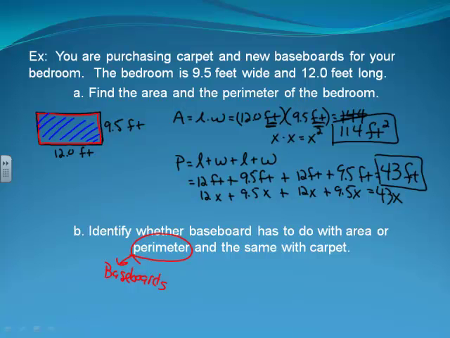So unlike just the outer edge of the rectangle, carpet has to do with the entire area that that particular object covers. And so carpet has to do with area, not perimeter. If you go in and order carpet, you'll tell them either how many square feet or square yards you need to purchase from them in order to cover the floor of your bedroom.